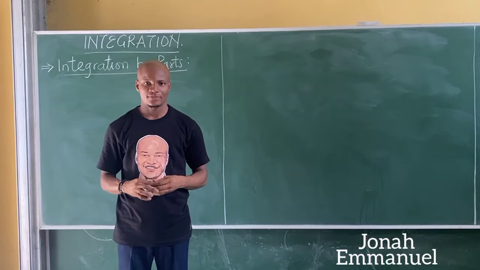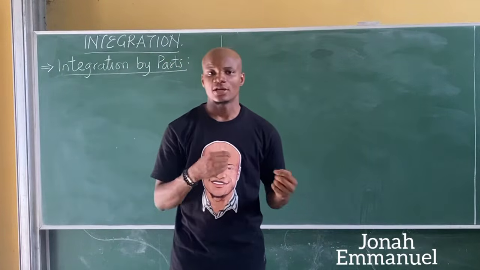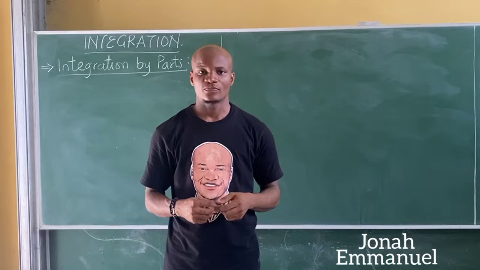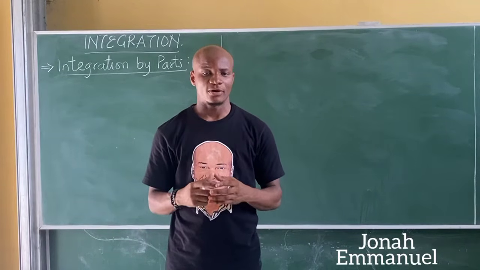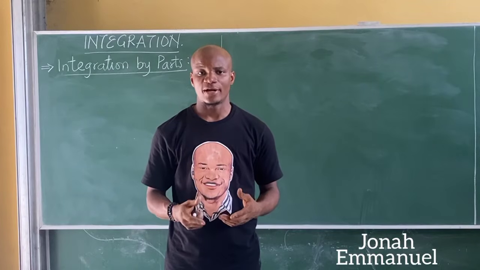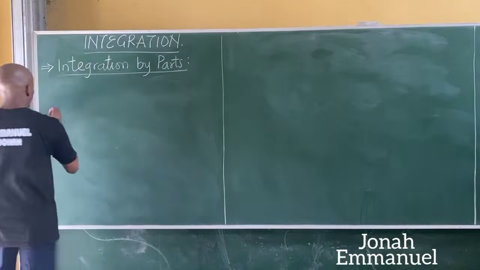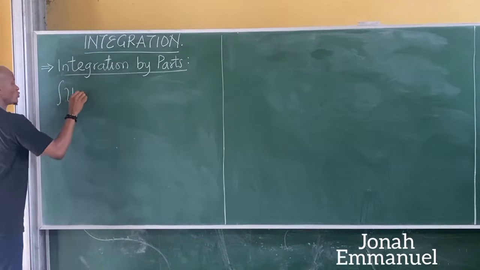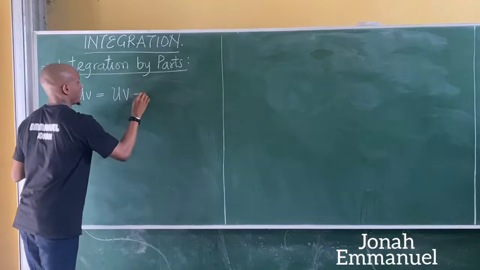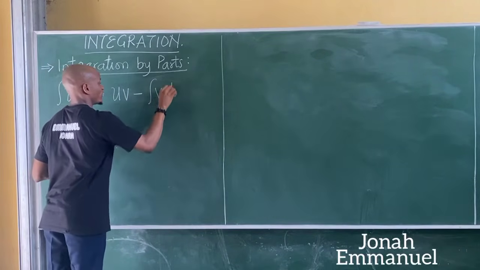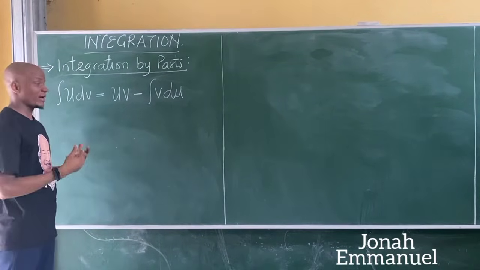Excellent Academy. For today, we're looking at another method of integration known as integration by parts. For integration by parts, we perform our integral evaluation using a formula. The formula for integration by parts is given by the integral of u dv is equal to uv minus the integral of v du. So here's my formula for integration by parts.